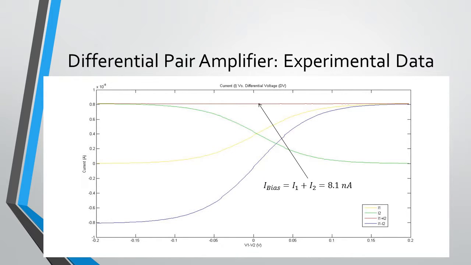For the differential pair amplifier, we plotted the experimental data that was given to us. The green one is I2, the yellow plot is I1, the maroon one is I1 plus I2, which is I bias, and the blue curved line is I1 minus I2. As you can see, I bias is measured to be 8.1 nanoamps.